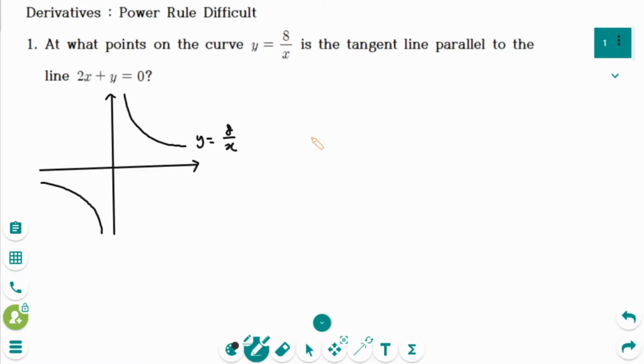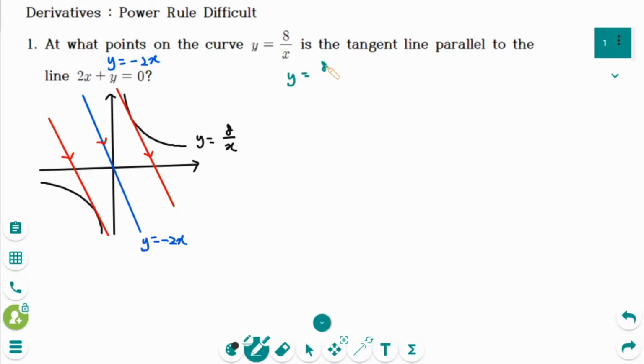This video will cover difficult questions regarding the topic of derivatives power rule. This is the first question. Here is the graph of y equals 8 over x. 2x plus y equals 0 can be rewritten as y equals minus 2x. Now we have two tangent lines.